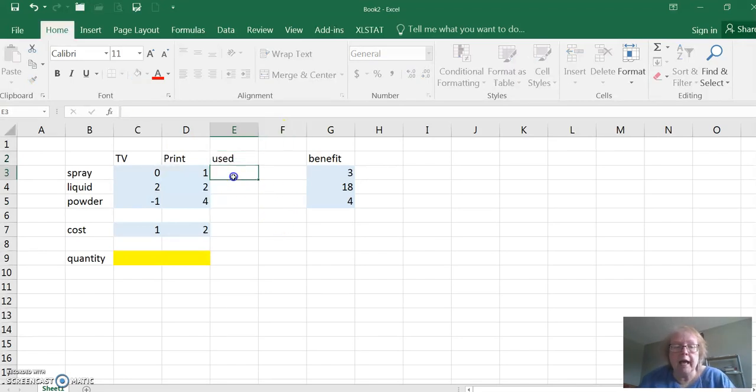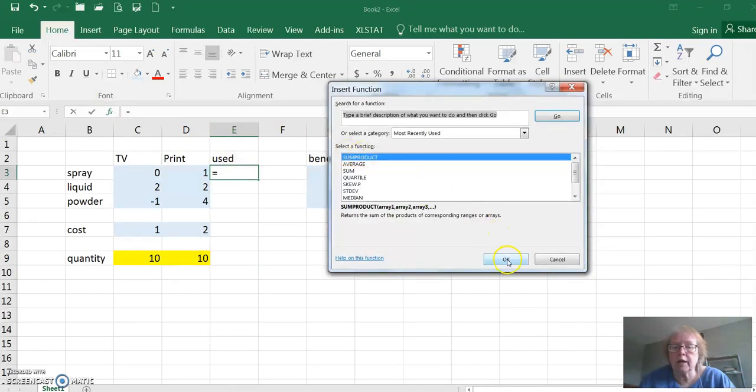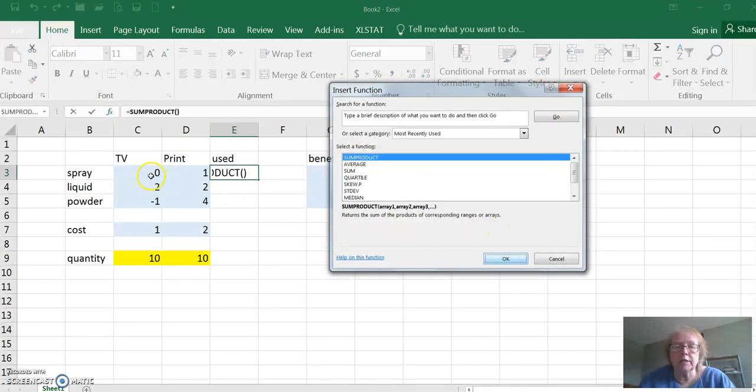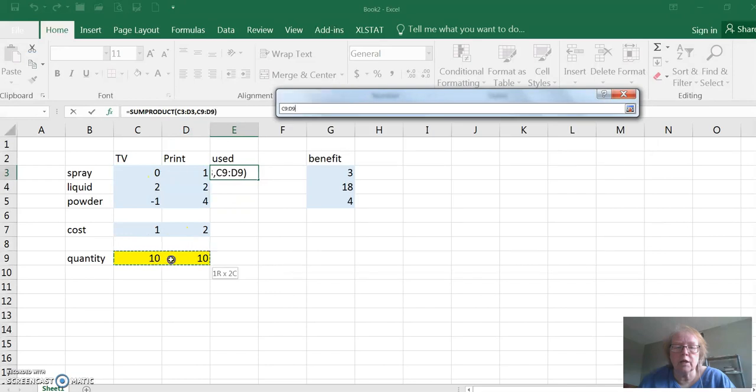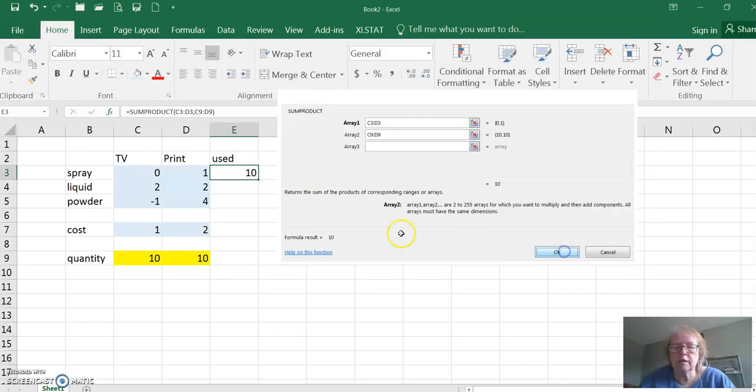there. And again, I'm going to have to use my sum product because I'm going to have to take however many units, and we'll put 10 in there for now just so you can see how it works. I'm going to have to take the units of the TV ads times its contribution to this bottom line, okay? So I'm going to go over here and do my sum product. Sum product, there it is. And I'm going to say, okay, there it is. These two guys times these two guys, okay?